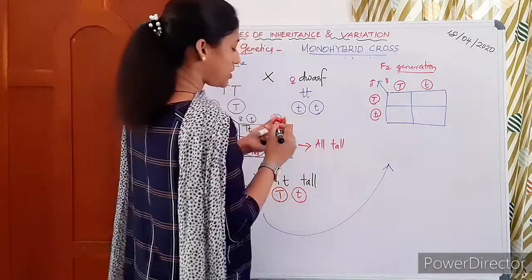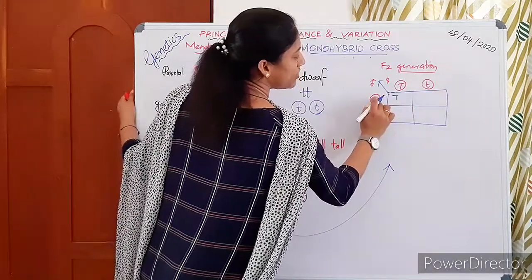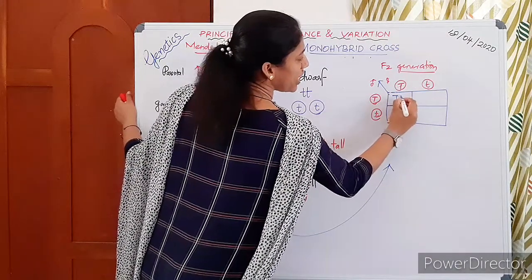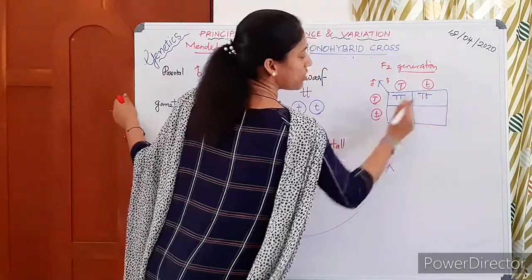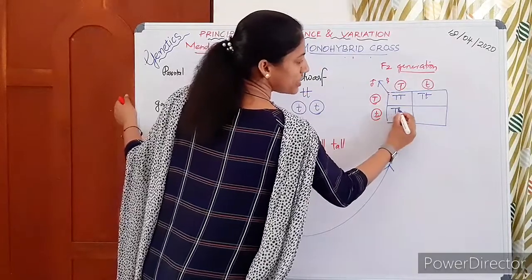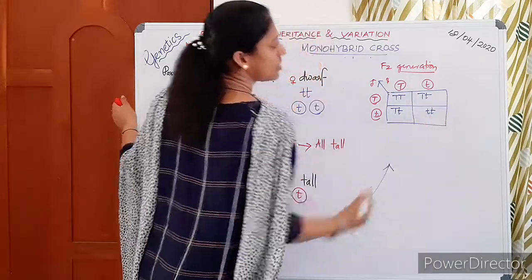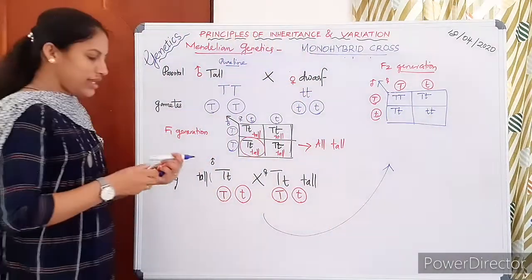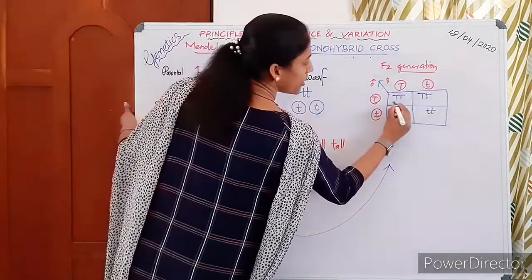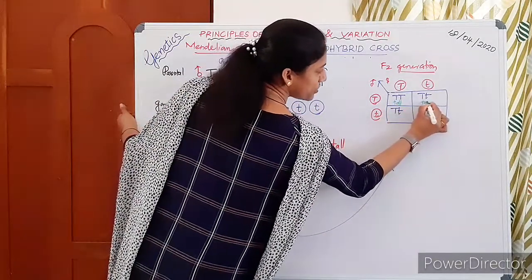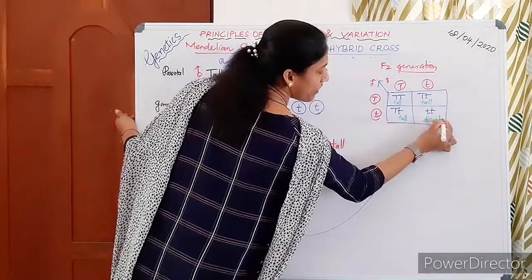And in the F2 generation, when we get the combinations, the first one is male gamete capital T with female gamete capital T. Second one, capital T, small t is the combination. Third one, capital T, small t is the combination. The last one, small t, small t is the combination. Then let us discuss the appearance. This is appearing as tall. This one also as tall. This is as tall. We will discuss how it is.